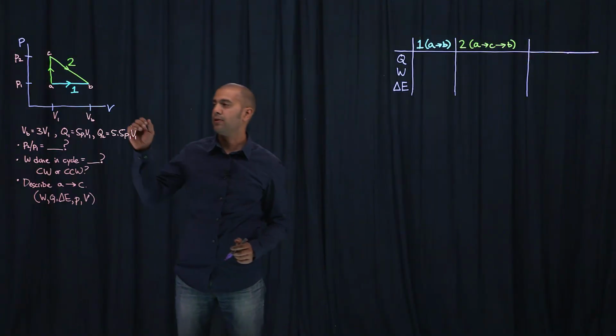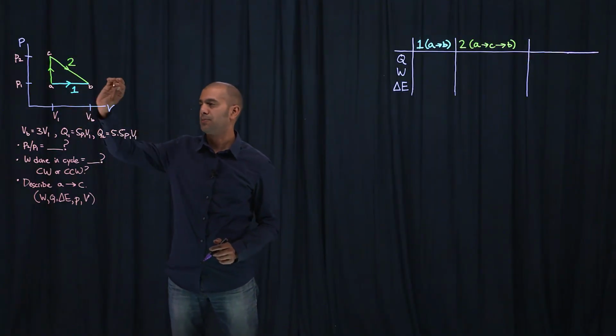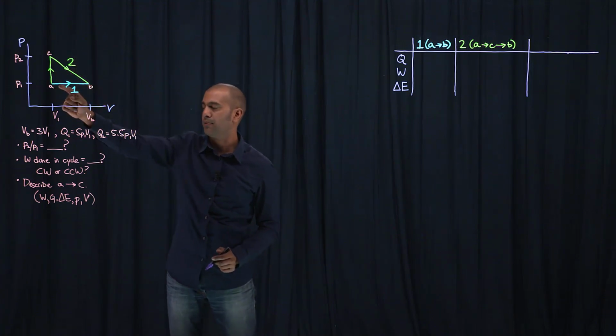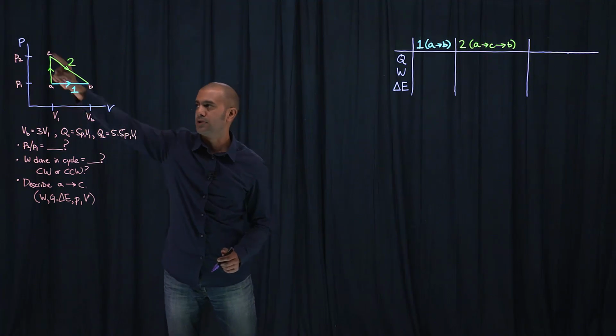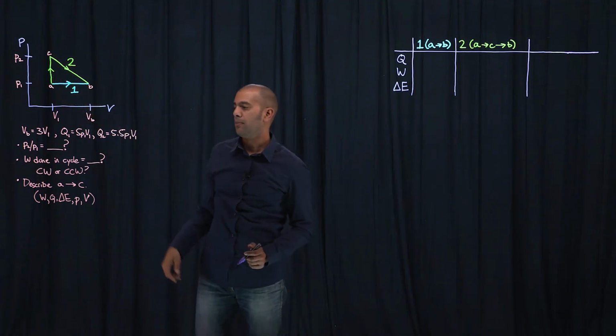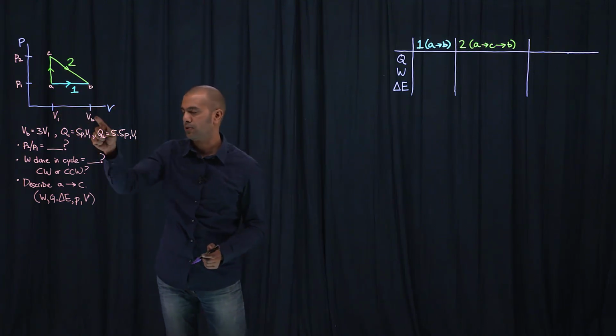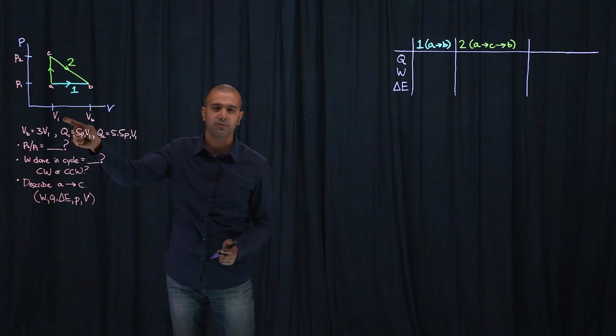Now in this problem, we're given a PV diagram telling us that a particular gas can be taken along various paths to get from A to B. It can either go from A to B directly, or it can go to this intermediate point C. And it gives us a little bit about the initial and final volumes. The final volume is, for example, 3 times the initial volume.